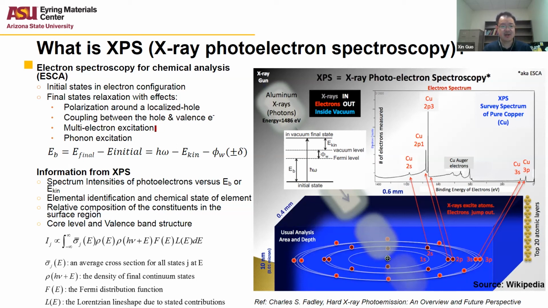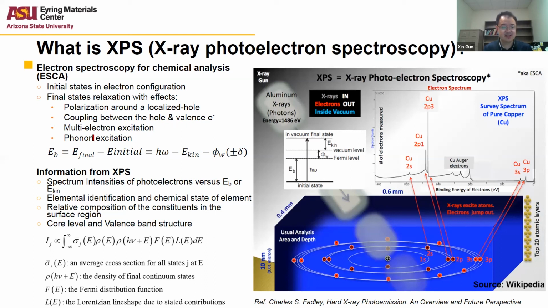The third includes multi-electron excitation. During the travel of photoelectrons, part of the kinetic energy can be transferred to other electrons and enable them to either jump up to an unoccupied energy state or be ejected as free electrons. Those are called shake-up or shake-off processes and result in satellite peaks away from the main photoemission peak. There could also be surface or bulk plasmons excited by the photoelectrons.